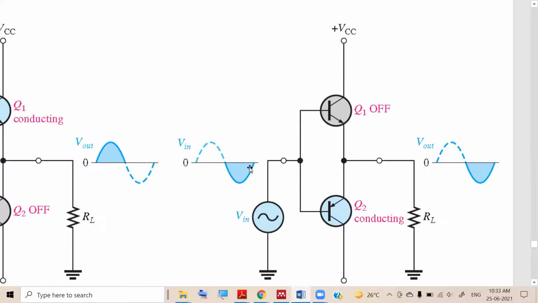Next, the negative signal. But at the PNP, the base is negative, right? So negative at negative, Q2 will be conducting. So the signal flow will be like this because Q2 is conducting and Q1 is off. So we will have the signal flow for both positive and negative half cycles. For the positive half cycle, Q1 will conduct; for the negative half cycle, Q2 will be conducting.